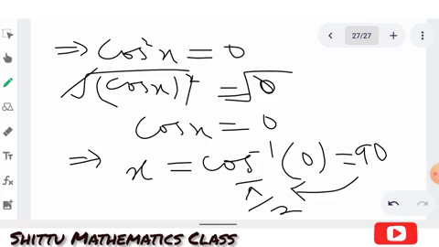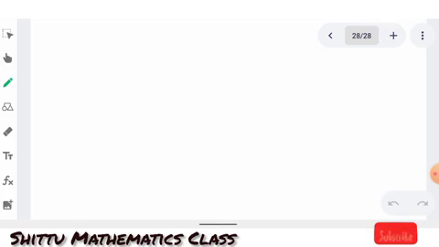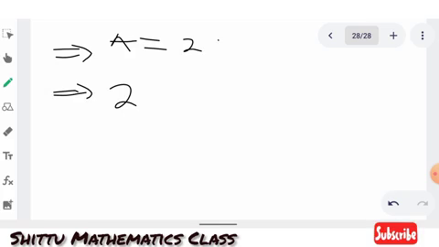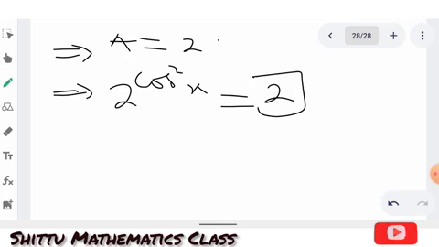And we'll move further, to use the second value of a that we got to be 2. Do you understand now? So anywhere we see a here, 2 cos square x equals to 2. Do not forget that when you have only 2 like this, the exponent is 1.